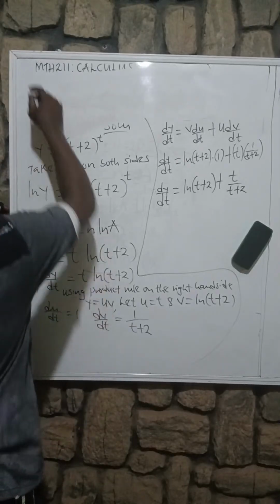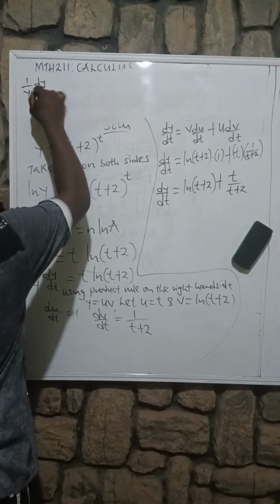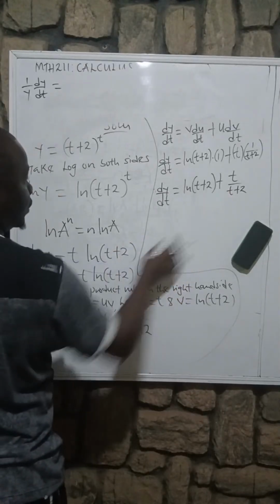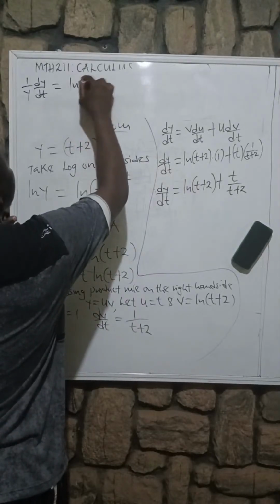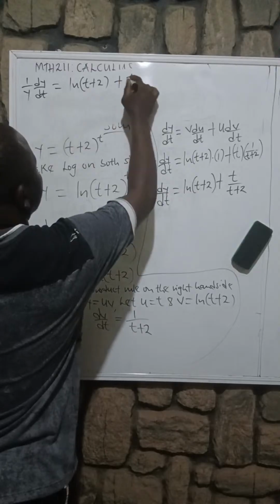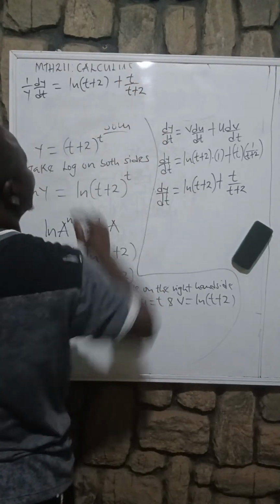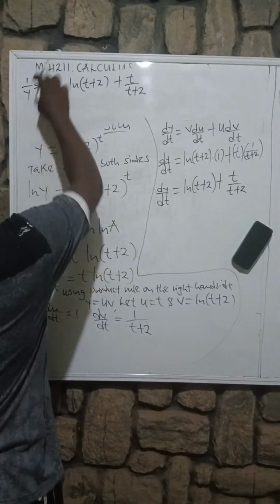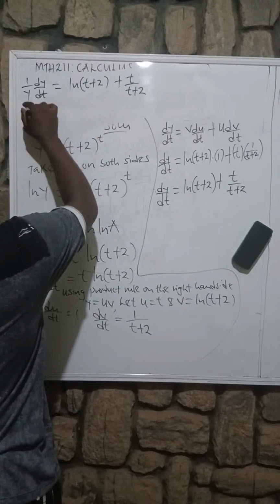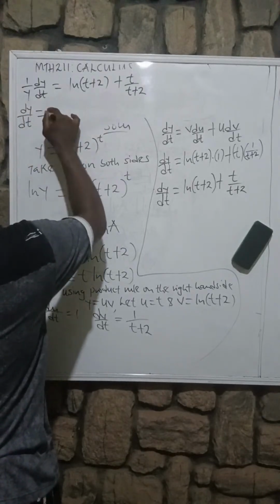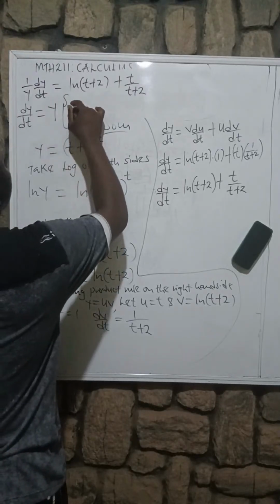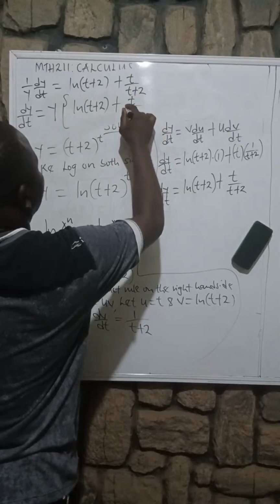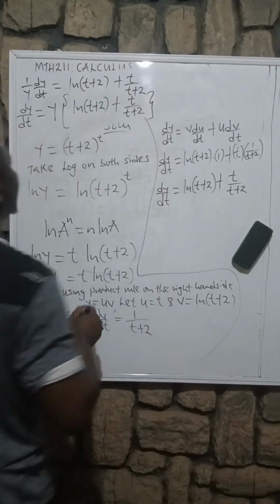So this implies that 1 all over y, dy all over dt is equals to this. We got this, true or false? From this we obtain in open bracket t plus 2, plus t all over t plus 2. Then when we cross multiply, because we are looking for dy over dt, not 1 all over y dy over dt, the left answer will now be dy all over dt is equals to y, open bracket in open bracket t plus 2, plus t all over t plus 2, then close the bracket.